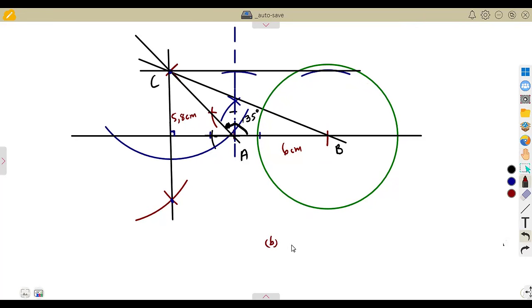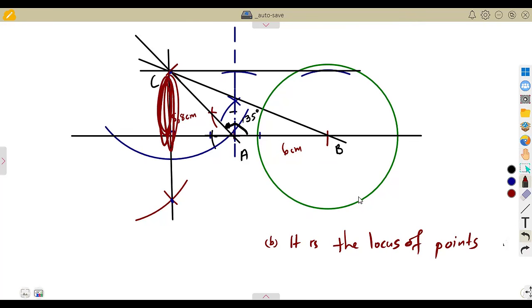So I can consider that it is the locus of points. You take the measurement that you have obtained there. What you're obtaining is what you write: 4.1 centimeters, 4, whatever you're obtaining. 4 centimeters from what? From AB.